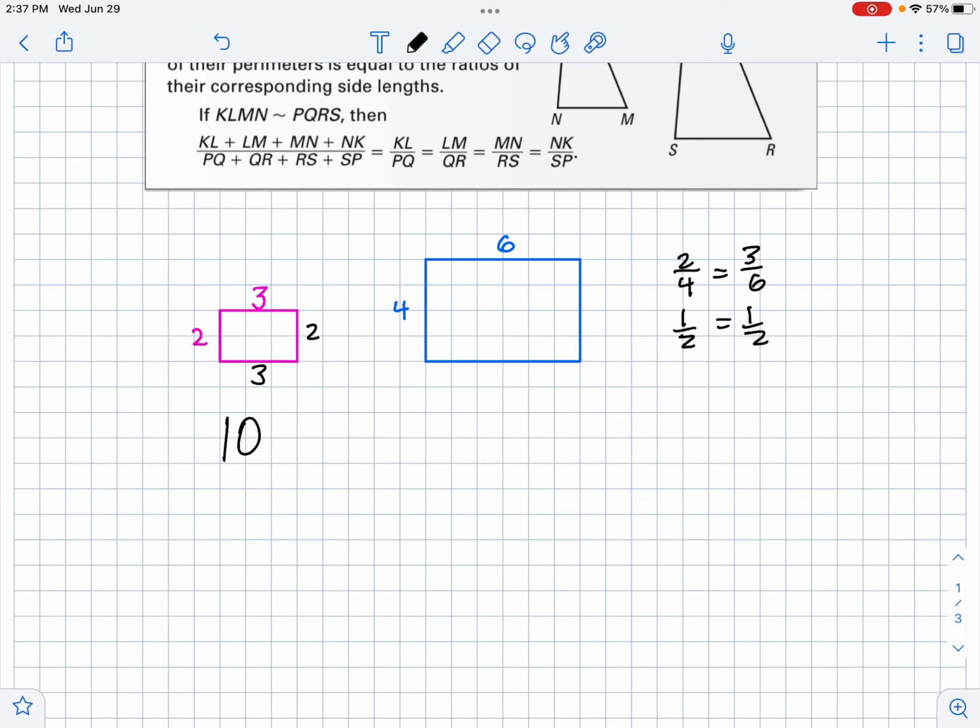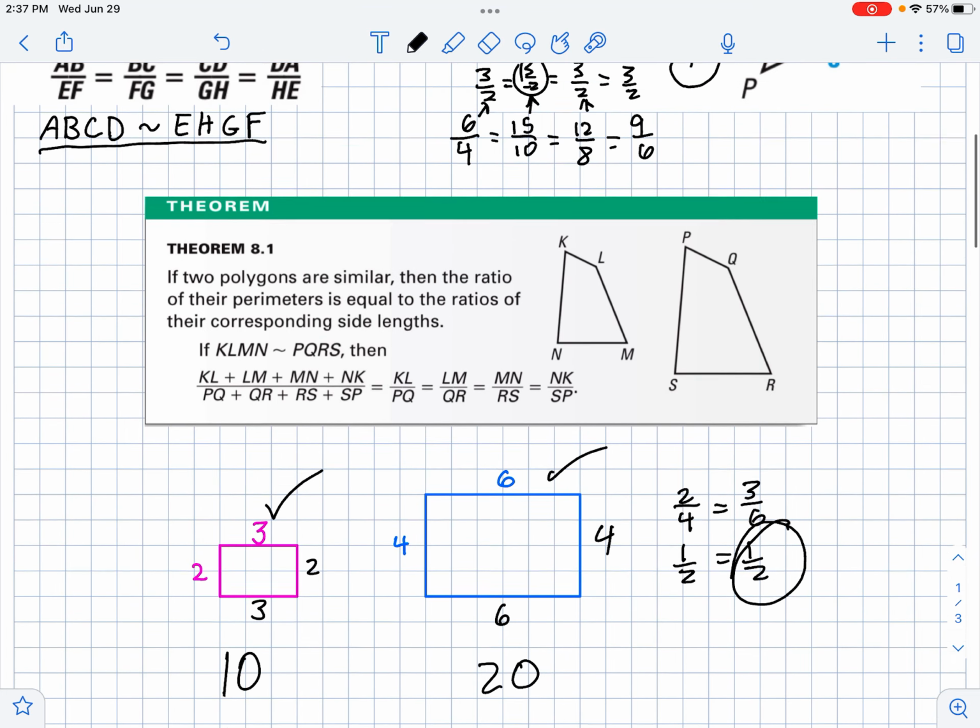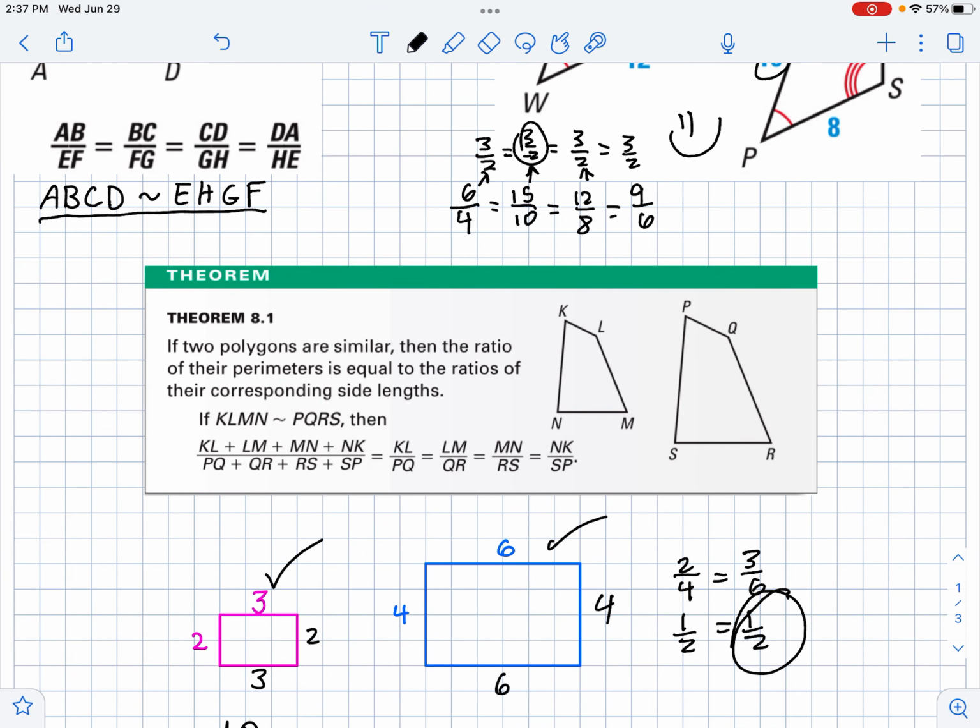That's the perimeter. Now let's look at this perimeter. This is 6 and this is 4. So this is 12 and 8. That's 20. Now let's look at the ratio of the perimeters, this perimeter to this perimeter, and we get 10 over 20, which is 1/2. Just like these. So this is what this theorem talks about. That ratio that you're finding is going to be the same with the ratio of the perimeters as well. So the ratio of the sides is going to be the same as the ratio of the perimeters.